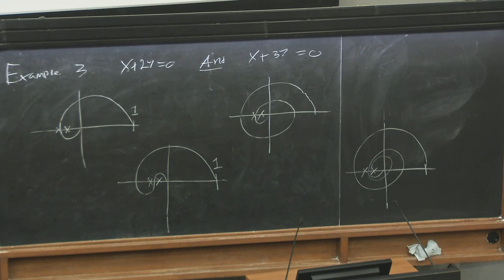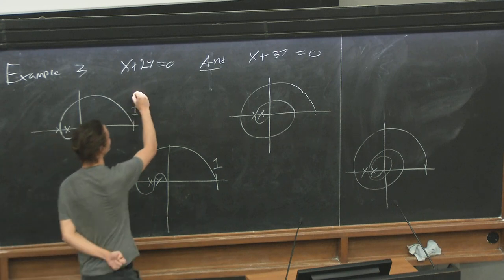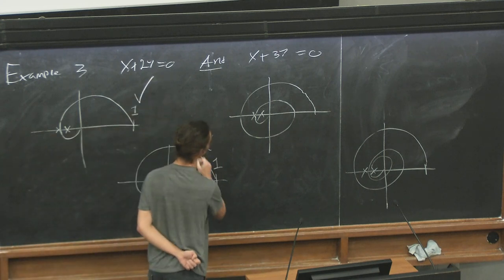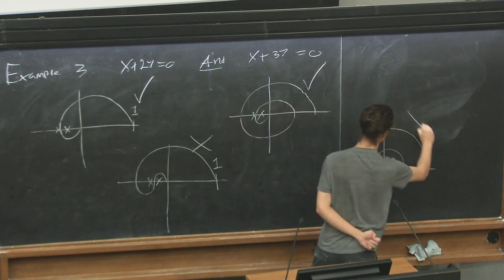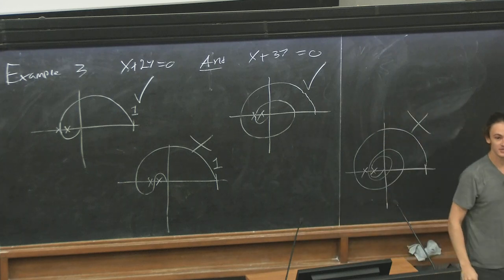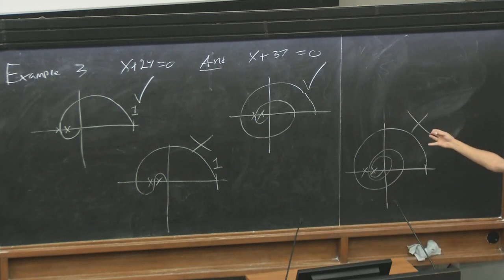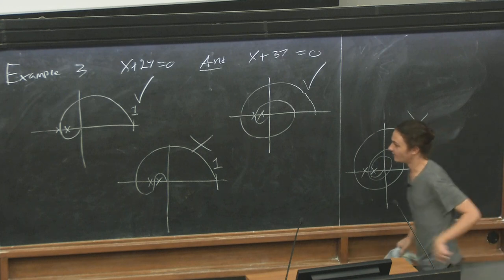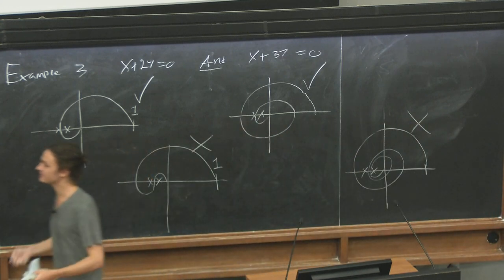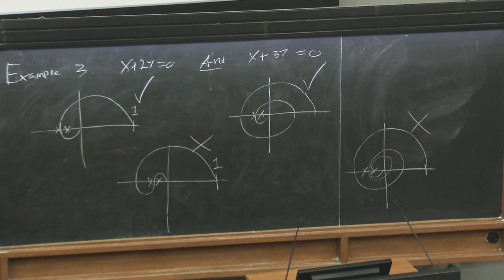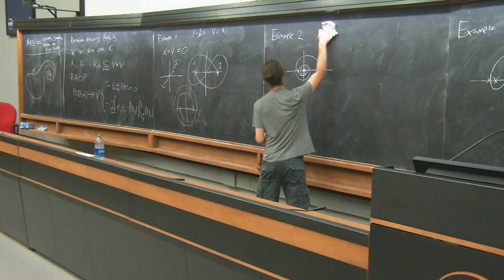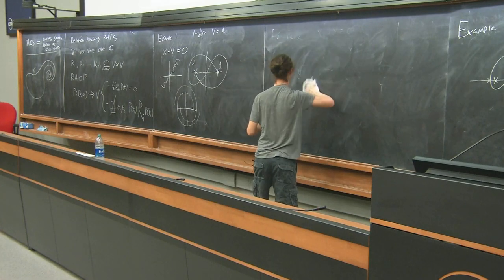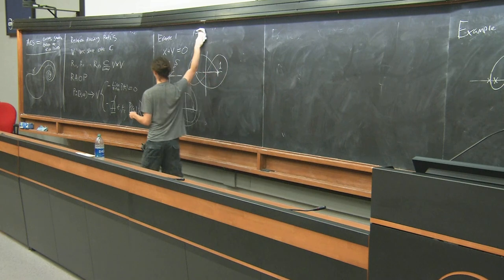So here's the answer. This one can be made relation avoiding. This one cannot. This one can, and this one cannot. So obviously, something non-trivial is happening here. And there's actually just an amazing fact about how to completely classify which curves are able to be relation avoiding and which ones are not.